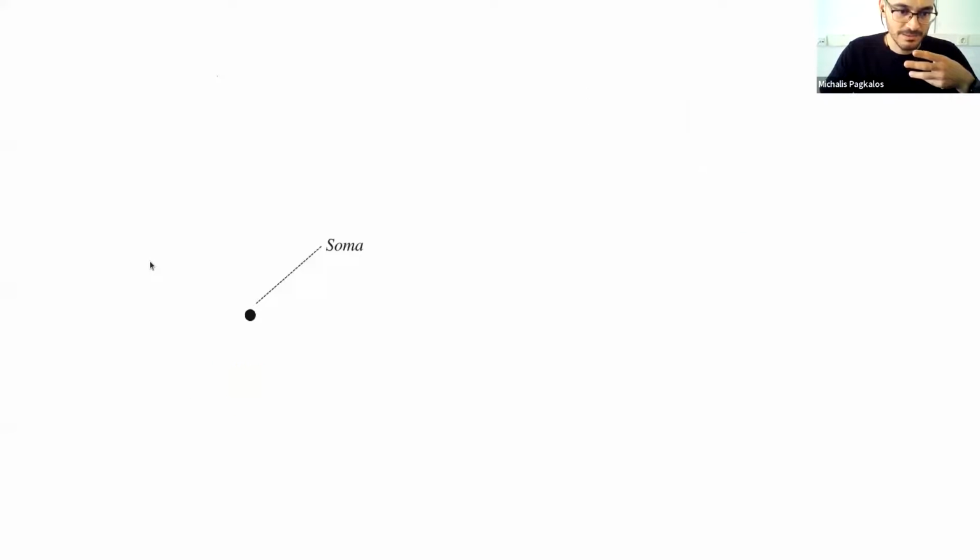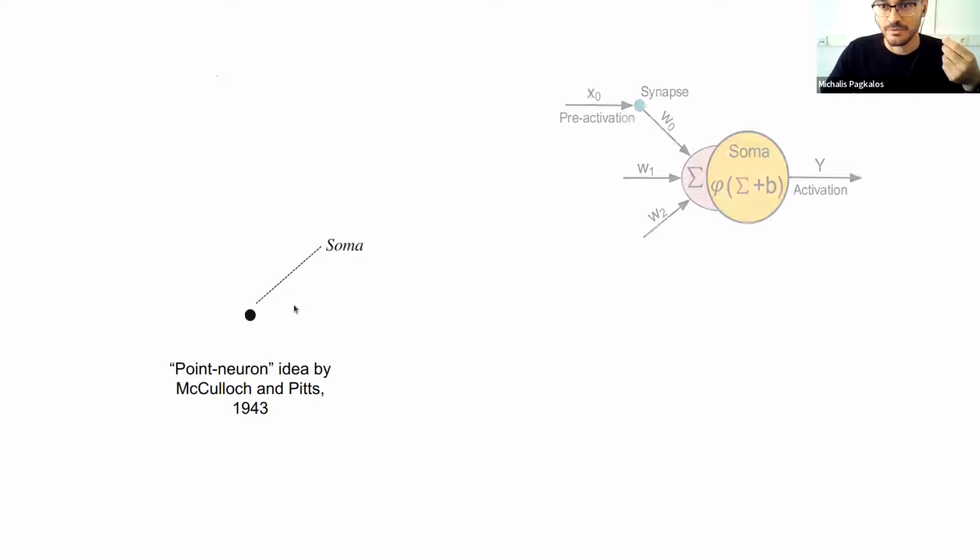They simply thought that they are just passive propagators of synaptic input. So McCulloch and Pitts in 1943 came up with a point-neuron idea, or the perceptron, as you may know it, that doesn't care much about dendrites. It simply adds synaptic inputs linearly and then passes the sum into a nonlinear activation function.